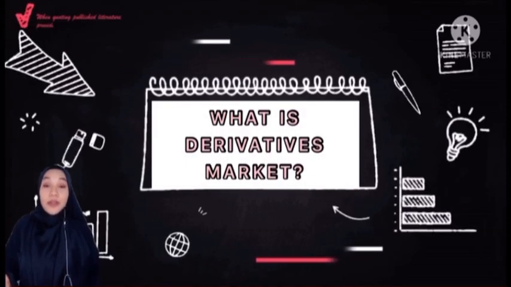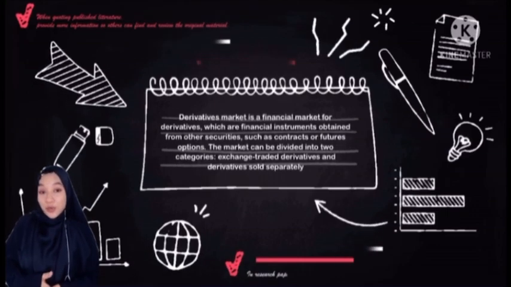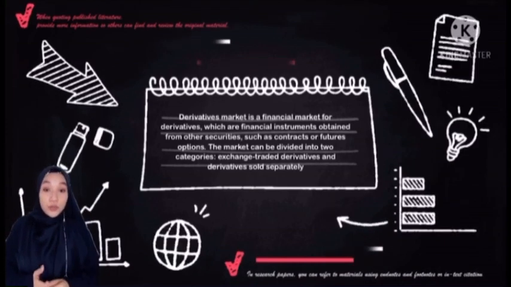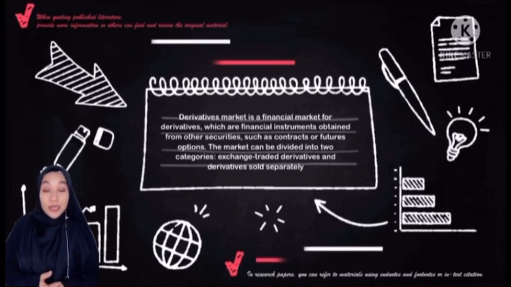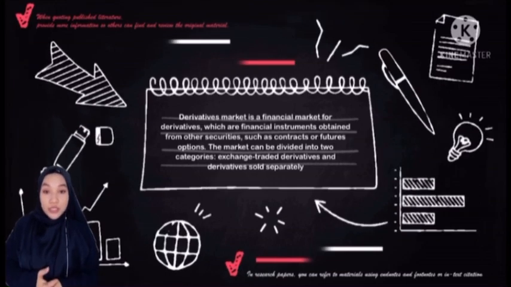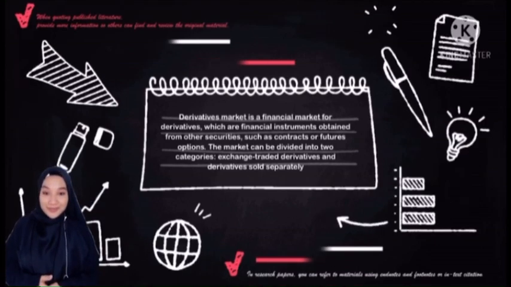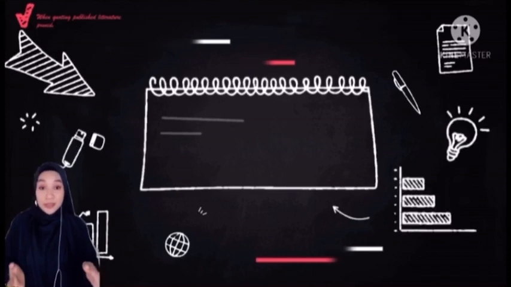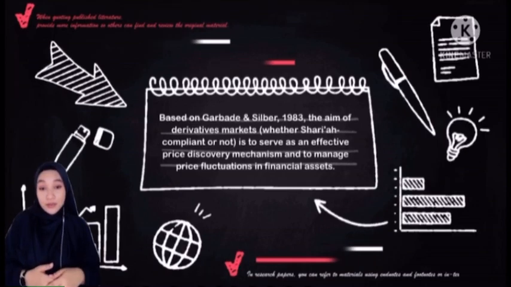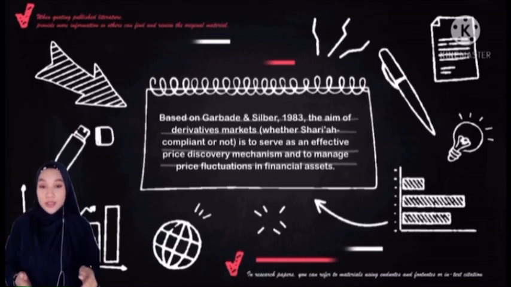And now, what is derivative market? Derivative market is a financial market for derivatives, which are financial instruments obtained from other securities, such as contracts or future options. The market can be divided into two categories, which are exchange-traded derivatives and derivatives sold separately. Although many market players are active in both, the legal nature of these products as well as the way they are traded are very different. Based on Garbett and Silber 1983, the aim of derivative market, whether Sharia compliant or not, is to serve as an effective price discovery mechanism and to manage price fluctuations in financial assets.